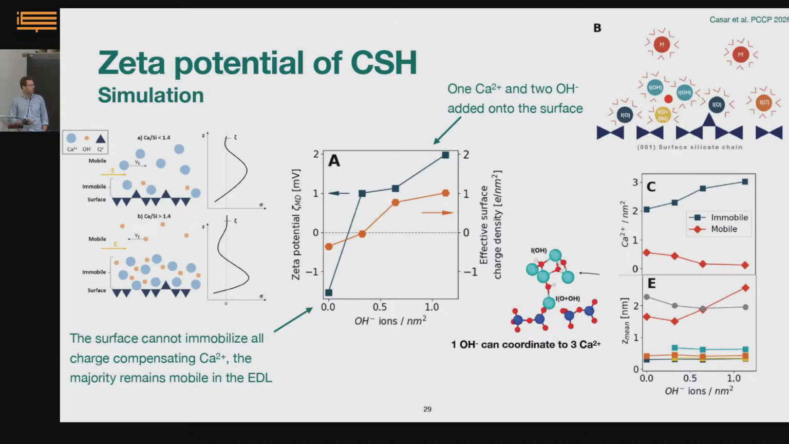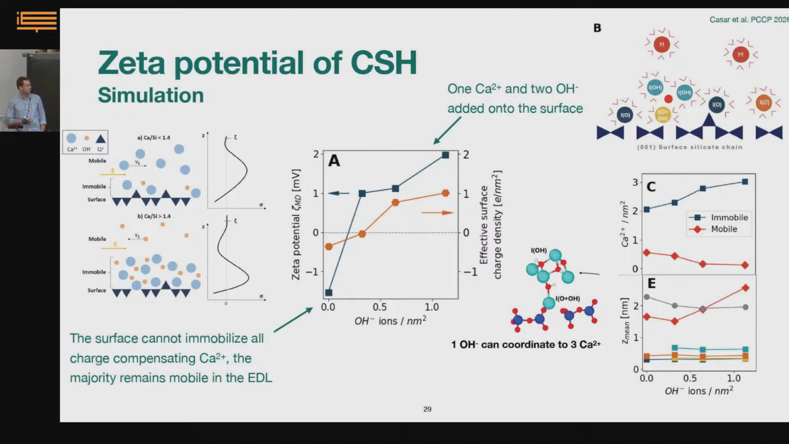And what's going on is basically that when you add an OH minus next to the surface, the OH minus can coordinate and immobilize up to 3 calciums at the same time. So a slight amount of OH minuses close to the surface, which at a pH of 12, 13 you have in abundance, really helps immobilize calcium at the surface. Consequently, you increase the calcium silicon ratio and you start charge compensating the negative surface charge and turning it positive, and it keeps increasing.